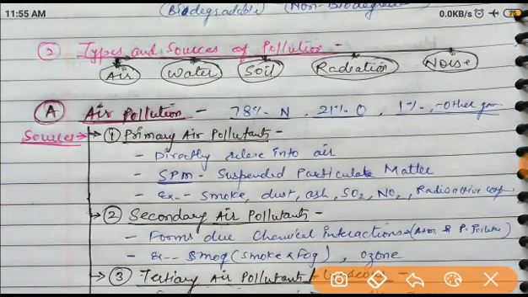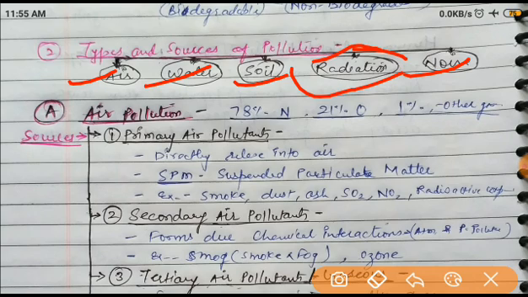Now come to the types of pollution. Generally from childhood you have been studying that there are many types of pollution. In earlier years we studied three or four, but today we have more. Generally you have studied air, water, soil and noise, but this year you also have radiation. So in this chapter we are talking about these five types of pollution: air pollution, water pollution, soil pollution, radiation pollution and noise pollution.